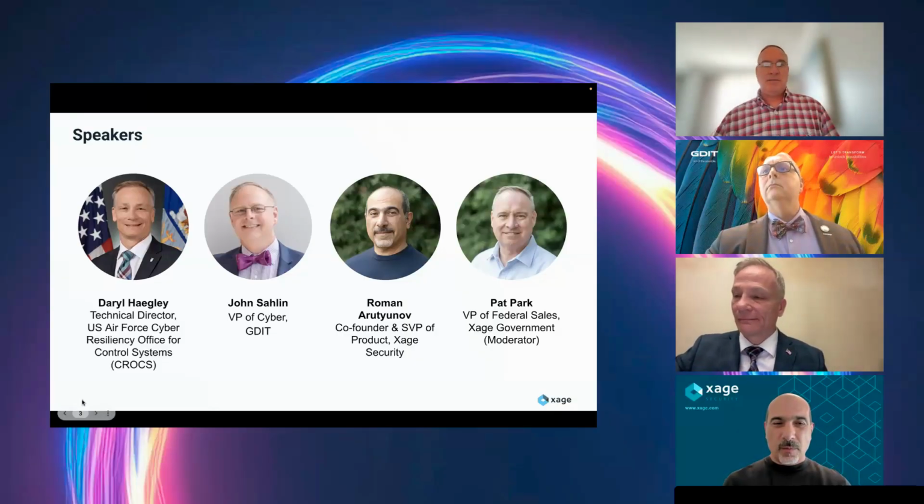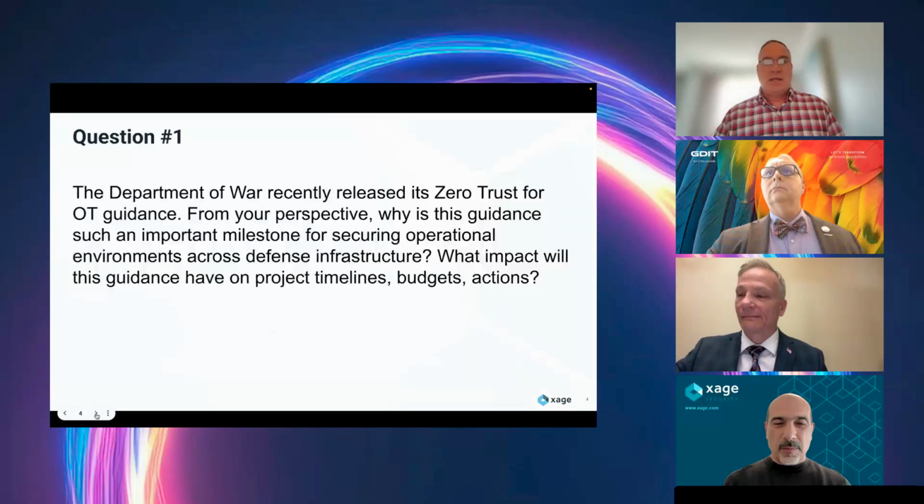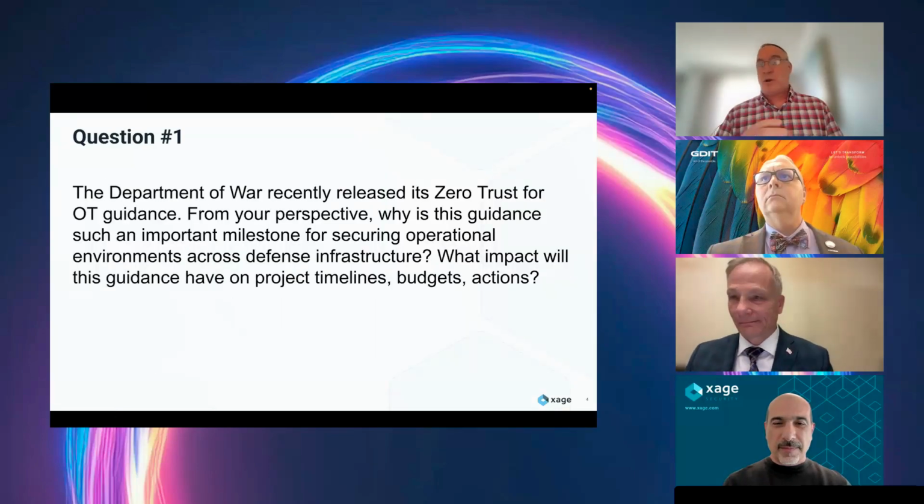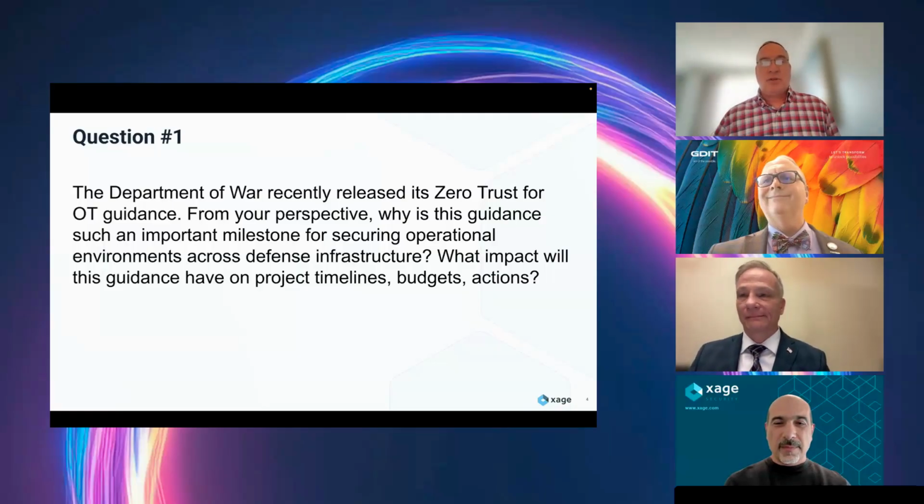So the next slide. And Daryl, this first question is primarily for you, and then we'll get input from Roman and John. The Department of War recently released the Zero Trust for OT guidance. From your perspective, why is the guidance such an important milestone for securing operational environments across defense infrastructure? What impact will this guidance have on project timelines, budgets, and actions?